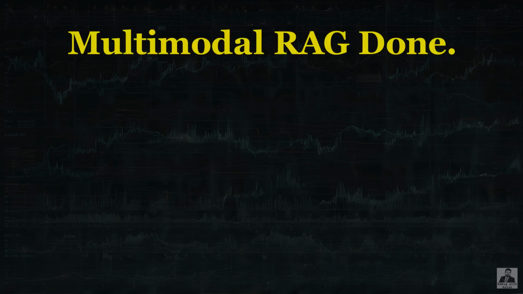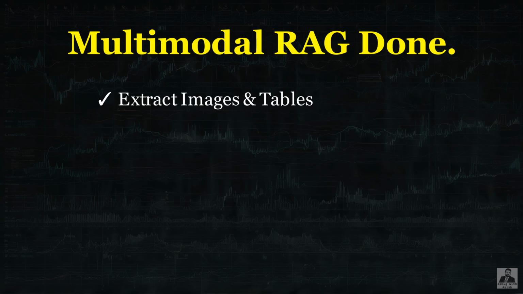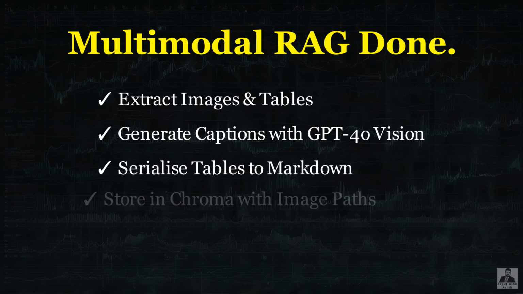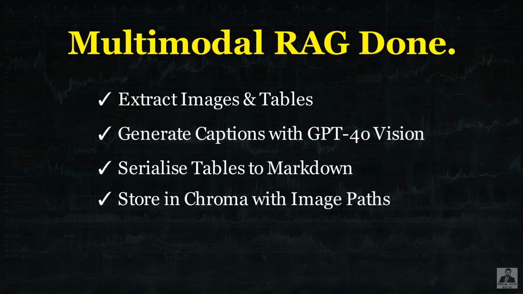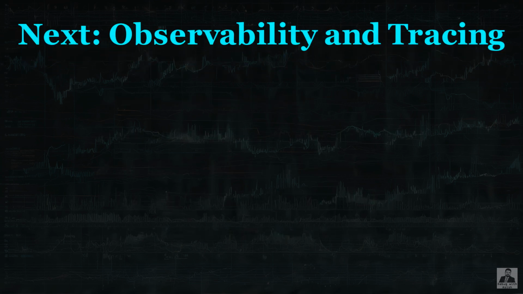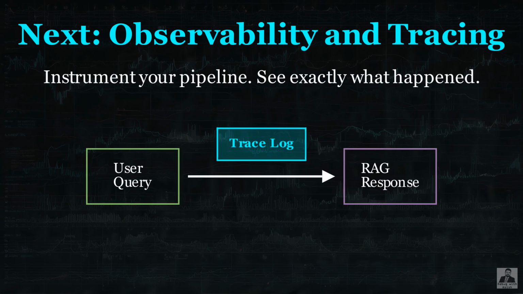You now know how to extract images and tables from PDFs, generate searchable captions with GPT-4o Vision, serialize tables to Markdown, store everything in Chroma with image path references, and pass retrieved images directly to a Vision language model. In the next episode, we cover observability and tracing, how to instrument your RAG pipeline so you can see exactly what happened on every query in production.